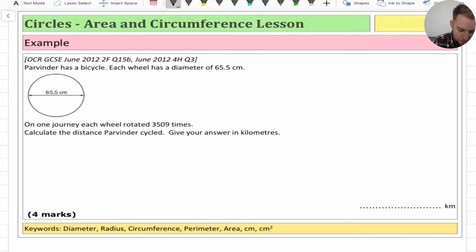So Parvinder has a bicycle. Each wheel has a diameter of 65.5 centimeters. On one journey, each wheel is rotated 3,509 times. Calculate the distance that Parvinder has travelled. So, does anybody want to make any suggestions how to do this? We're trying to find out the distance travelled, and we know that it is gone round.